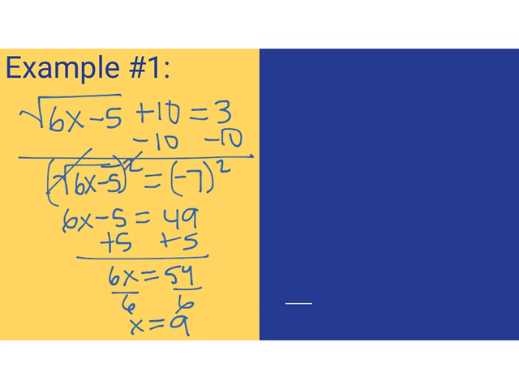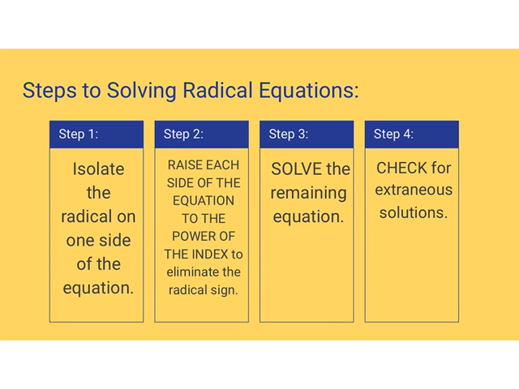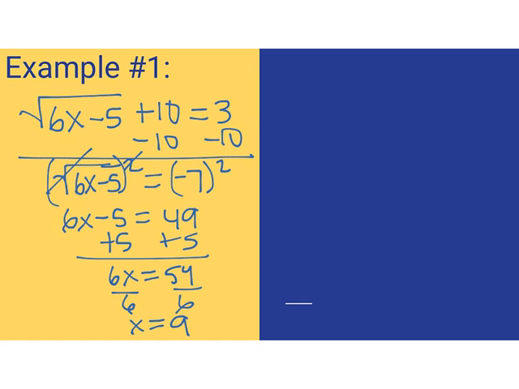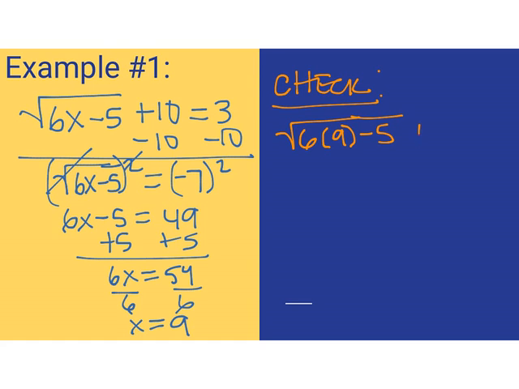Okay, so now the thing we need to do is check. Our last step is to actually check for any extraneous solutions. We want to check to see if this actually works. So this is me checking my work, and we are going to plug that 9 back into this square root for the x. And I will show you what we are looking for. So plus 10 equals 3.